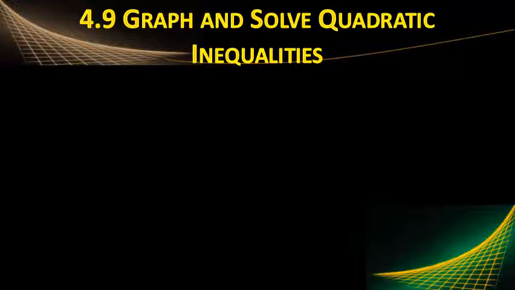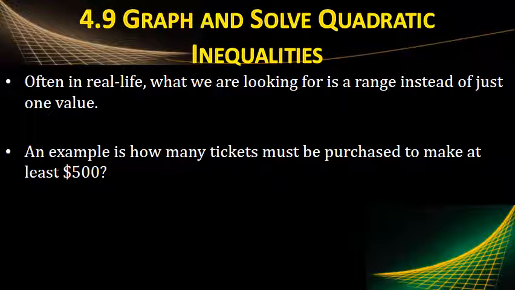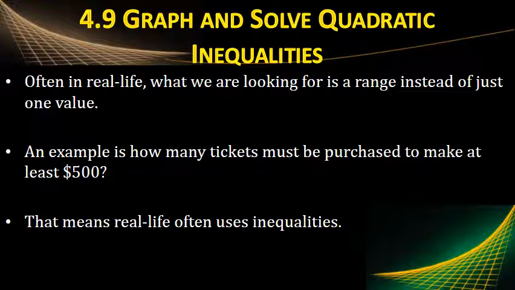Lesson 4.9. Graph and solve quadratic inequalities. Often in real life, what you're looking for is a range instead of one specific value. An example is how many tickets must be purchased to make at least $500. Well, you want to say, I need 10 tickets. You would say, I would like at least 10 tickets, meaning 10 tickets or more. That means real life often uses inequalities.